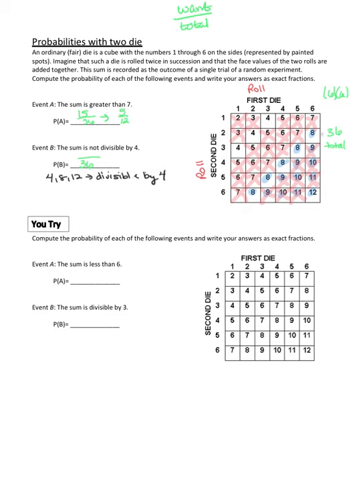1, 2, 3, 4, 5, 6, 7, 8, 9. I did not highlight. I have 9 unhighlighted. Good, I did it right. 27 are not divisible by 4. Reduce this, the common factor is 9, 3 over 4. There's a 3 over 4 probability that I will roll 2 dice and get a sum that is not divisible by 4. The tables are good.